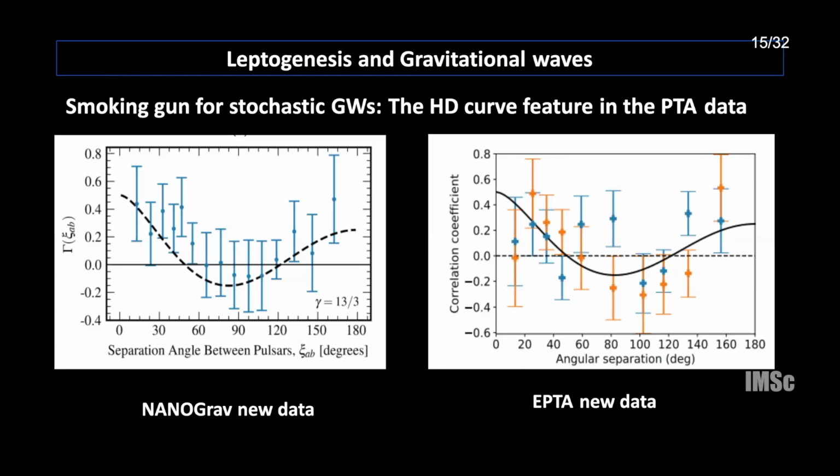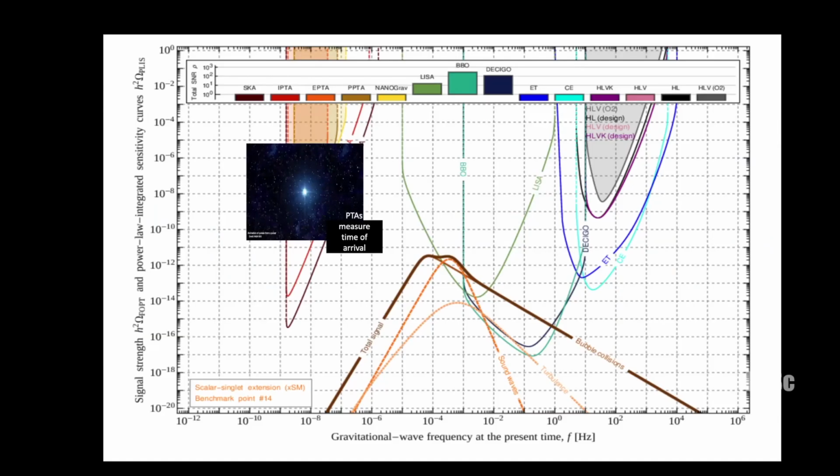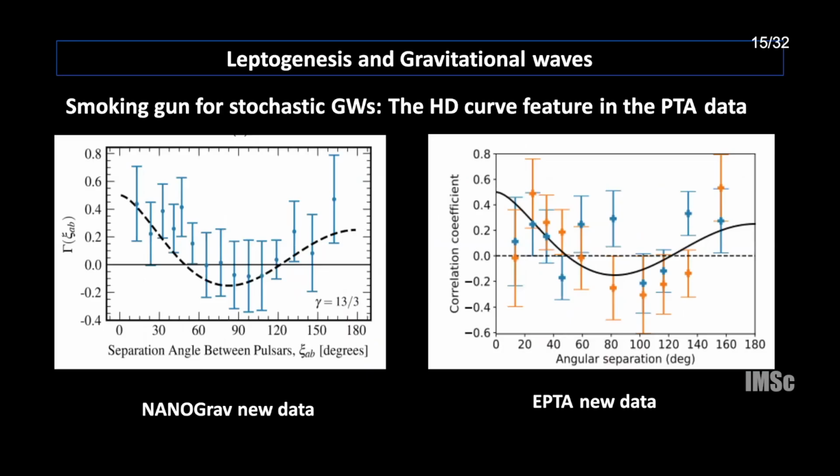So this one was the data, and therefore, if you have a theory which has some signal at the nanohertz, you can fit the pulsar timing array data. Pulsar timing arrays are operating in this frequency regime, which is nanohertz. This EPTA data is kind of crazy, so that's why it's not very firm that this is a gravitational wave.